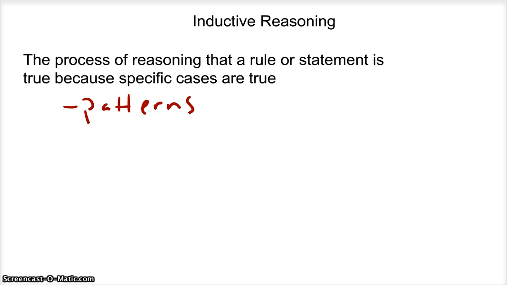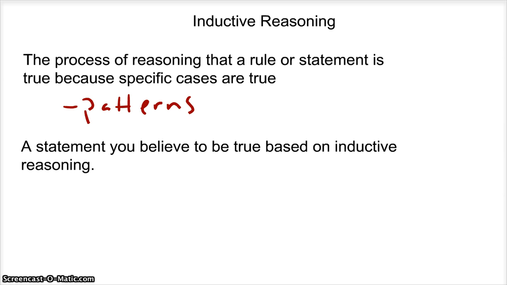Alright, so we have another vocabulary word, conjecture. A conjecture is another word for a conclusion. So it's a statement that you believe to be true based on inductive reasoning. Again, just to repeat, conjecture is another word for conclusion. So I would put conclusion next to conjecture so I can remember. And it's just a statement that you believe to be true based on inductive reasoning.